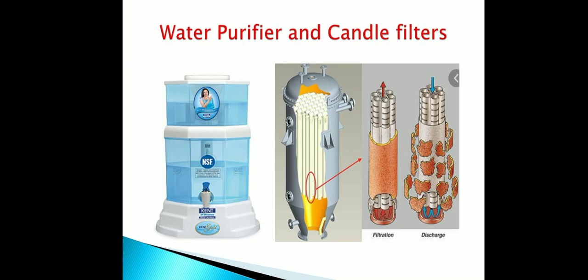You may be seeing the candle filters also in our homes. Nowadays, modern water filters are used for filtering water, as shown in the figure. In modern filters, special types of materials called resins are used for filtering solid particles present in water. It is then passed through another filter in which harmful organisms present in water are killed by using ultraviolet rays. The water so obtained is safe for drinking.